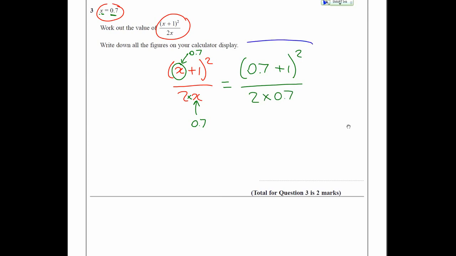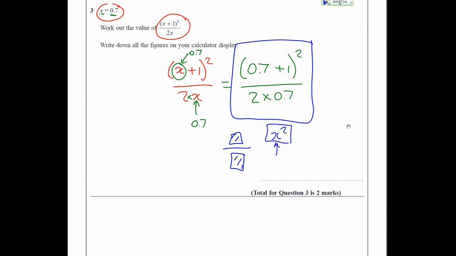It is a calculator paper, so you don't need to do stuff in your head. Show that onto your screen using this button. Get it exactly the same, okay? And using the little x squared button. So brackets 0.7 plus 1, close brackets, little x button squared, okay, and then on the bottom 2 times 0.7.